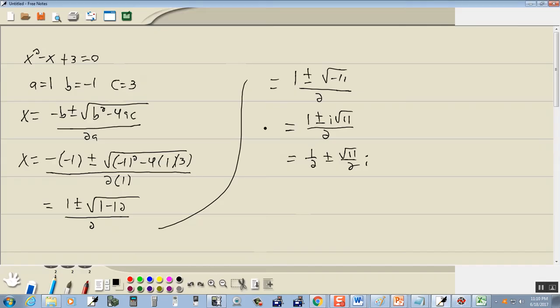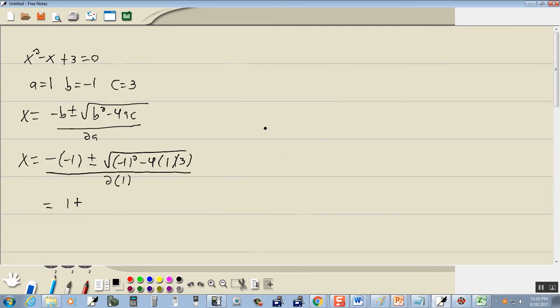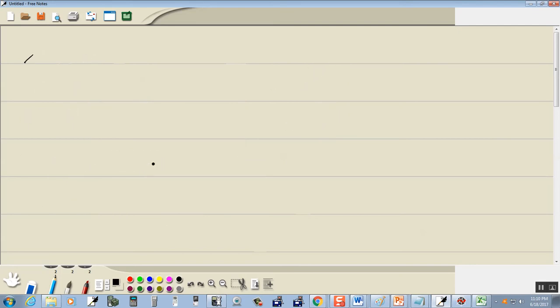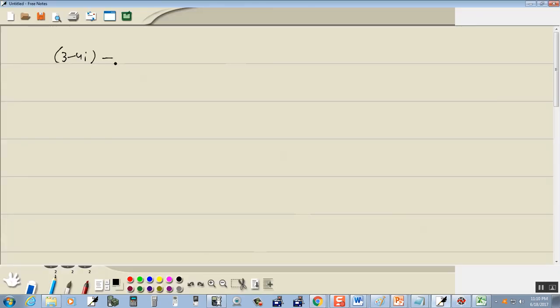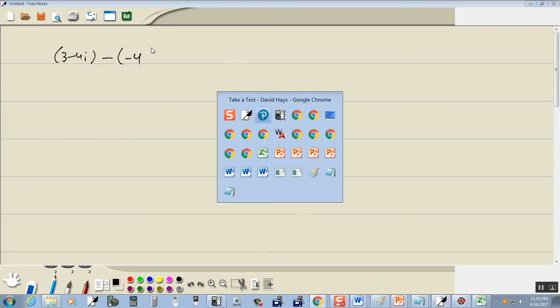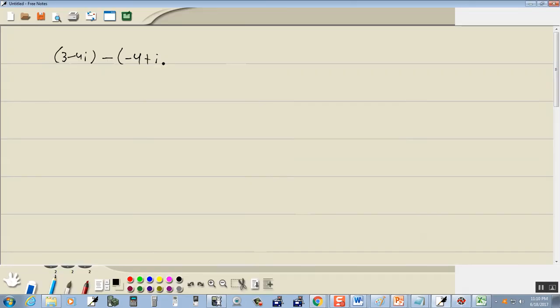Okay, subtract and simplify. We got 3 minus 4i minus negative 4 plus i. Now, this first set of parentheses doesn't do anything, so I can drop it. And remember, a negative out in front flips the sign of everything. So it becomes a plus 4 minus i. 3 plus 4 is 7. Negative 4i minus i is negative 5i. So we got 7 minus 5i.